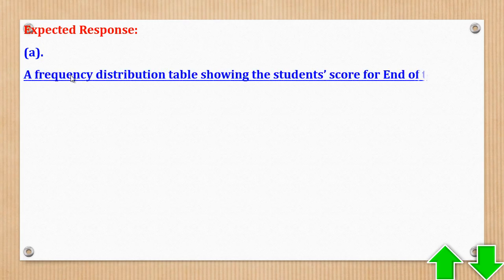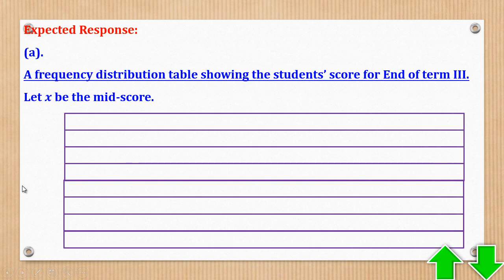But like I told you, these are scenario questions, and I think you know that tables and graphs, you must first write a title. So we shall write the title: the frequency distribution table showing the student scores for end of term 3. So we shall come and tabulate our information, the scores. We group them with class widths of 5 starting from 50 to 54 and up to 75 to 79.